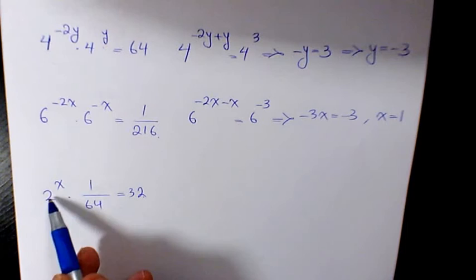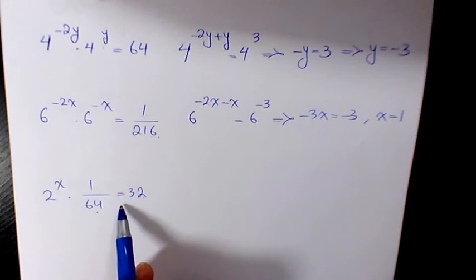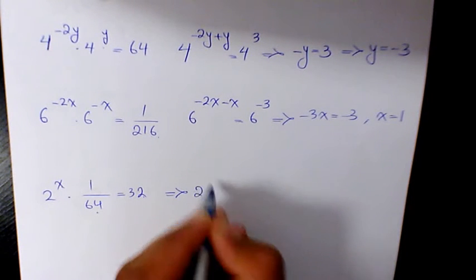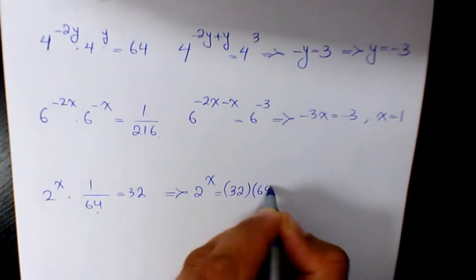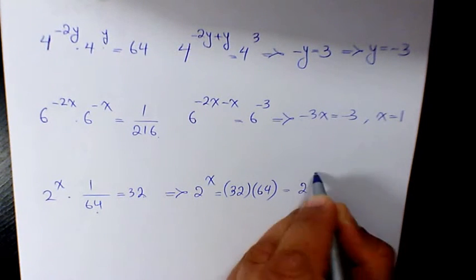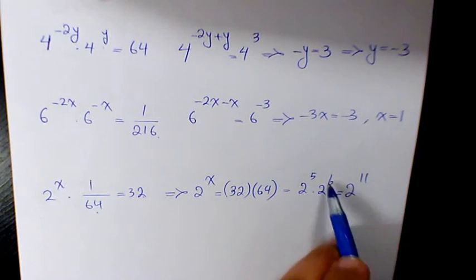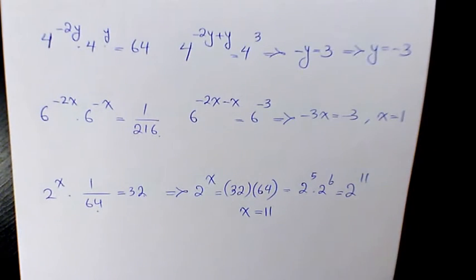Next example. 2 to the power of x times 1 over 64 equals 32. So what I can say is 2 to the power of x will be equal to 32 times 64. 32 is 2 to the power of 5. 64 is 2 to the power of 6, which is going to be 2 to the power of 11 when you add the exponents. So x will be equal to 11.